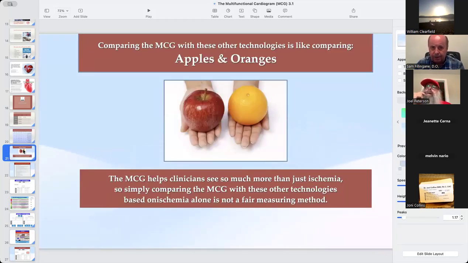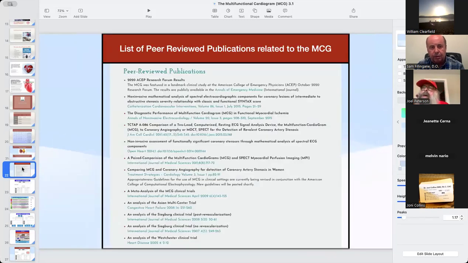However, when you compare an MCG with these other technologies, it's not fair to compare them because the MCG tells you so much more than just whether you have ischemia or not and where that ischemia is. So it's not a fair comparison. For those of you that like to read up more on this, take a picture of the screen right now, and that'll give you some of the peer-reviewed studies that are already done with the MCG to date.